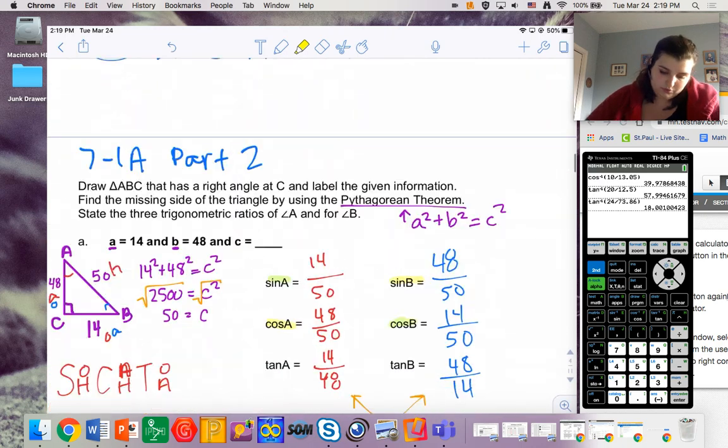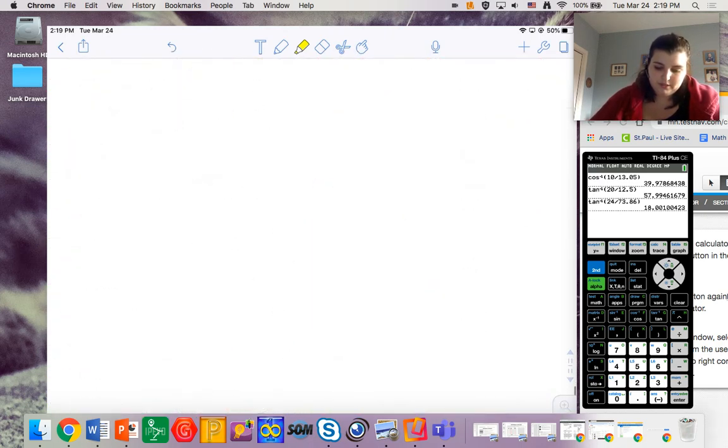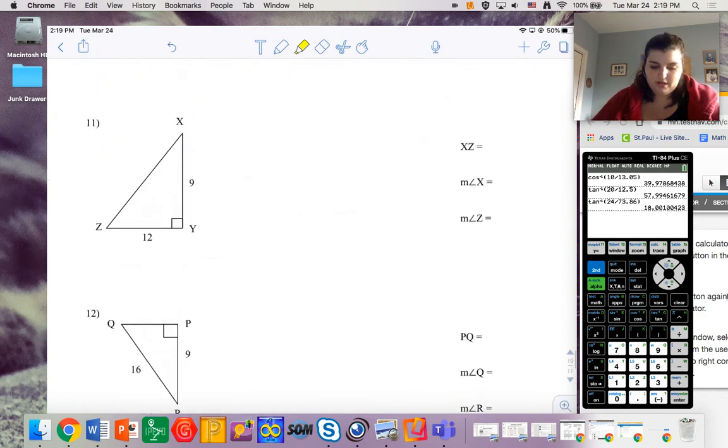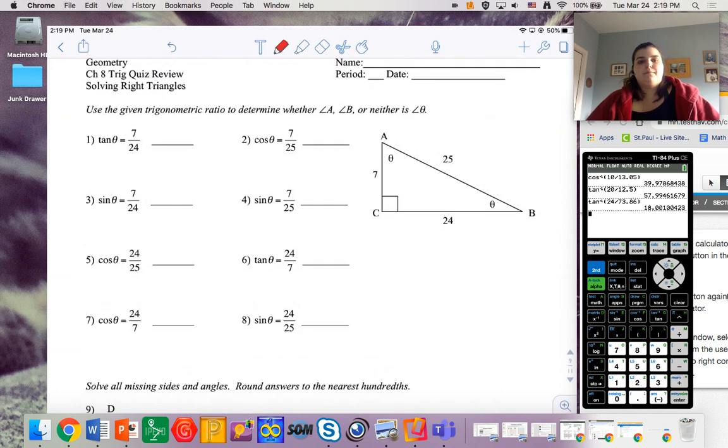So, if you're good at some of these, you can go ahead and just fast forward, okay? This is not chapter 8. Yeah, all right. So it says, use the given trigonometric ratio to determine whether angle A, B, or neither is theta, okay? So I'm gonna write out SOHCAHTOA so I don't forget.